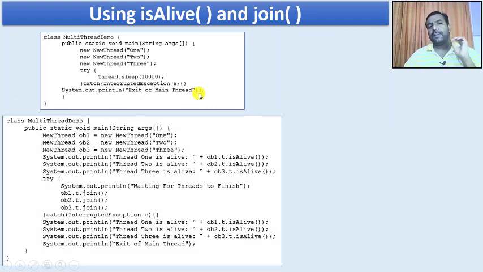So now the program I've just shown you with the multi-program, where the main function should wait for 10 seconds until all its children finish. Now the same thing can be achieved using isAlive and join. I can make use of the isAlive and join methods of the thread class, which will help me make sure the parent thread will wait until all its child threads finish their execution.